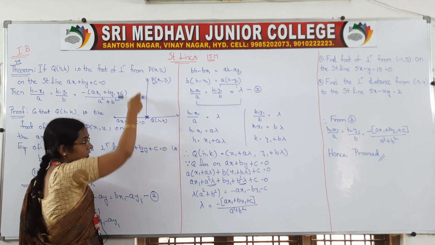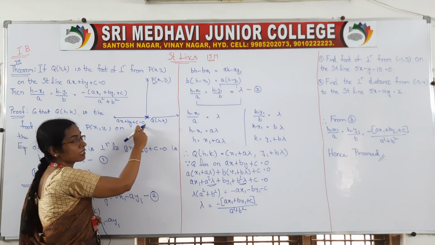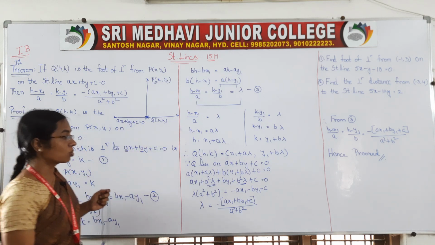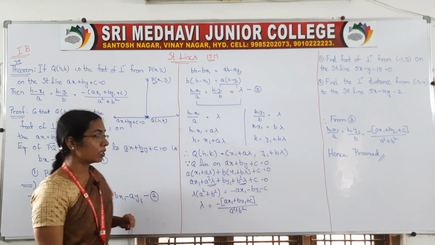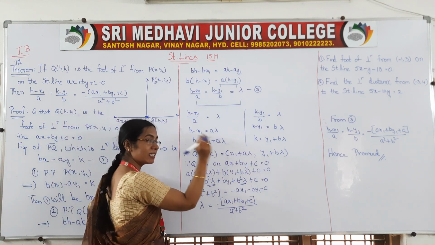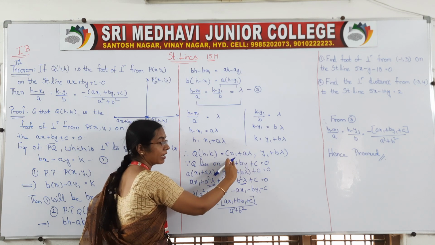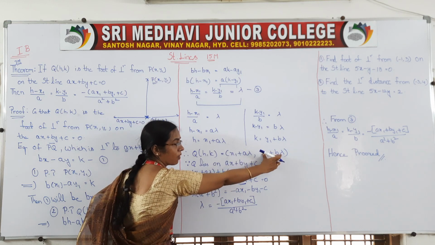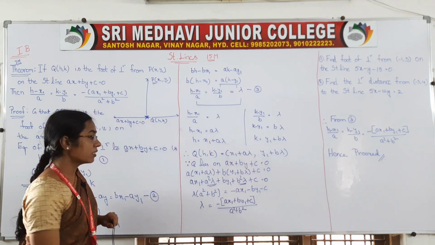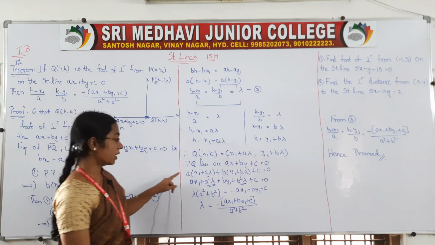This point lies on PQ as well as on this line ax plus by plus c is equal to 0. So Q lies on ax plus by plus c is equal to 0. Again, lies means it satisfies the line equation. On x place x coordinate, on y place y coordinate. We have to substitute. So come on, substitute them and open the brackets.